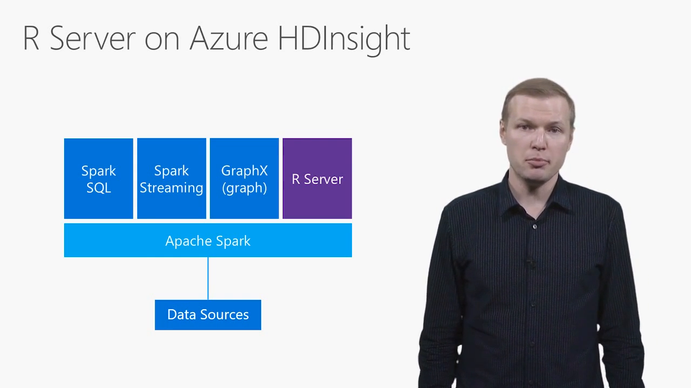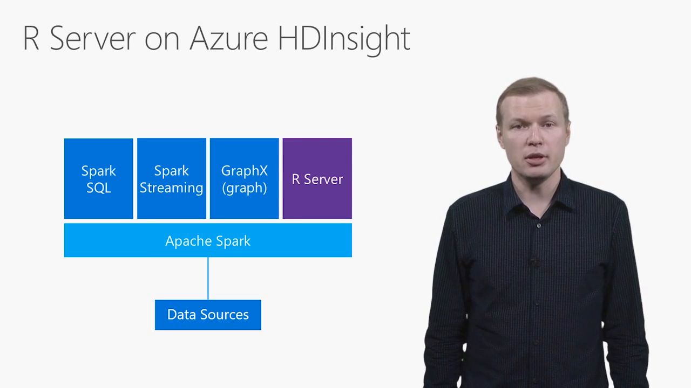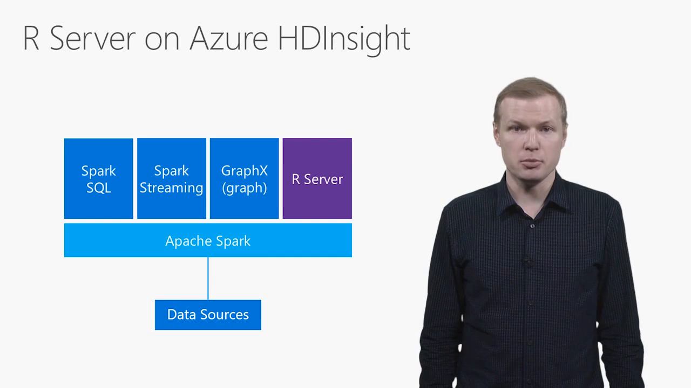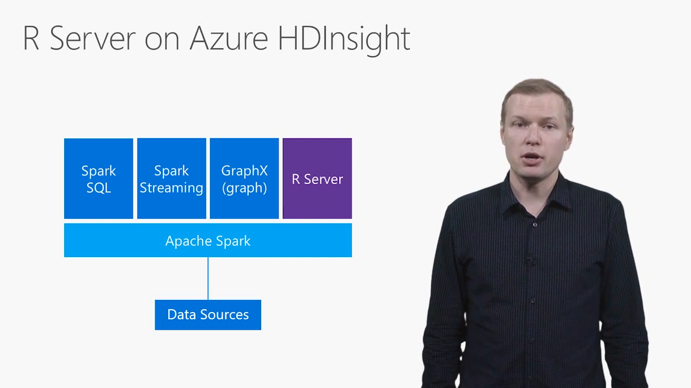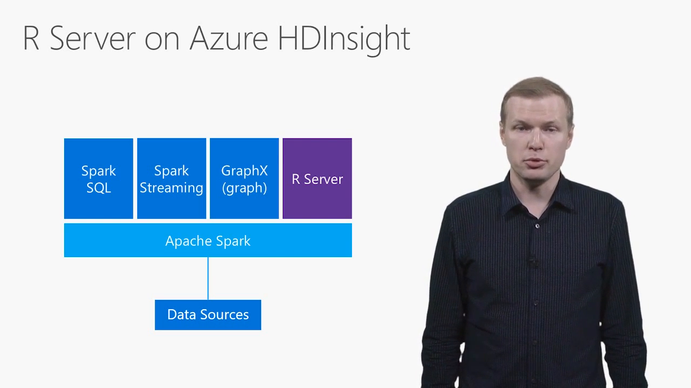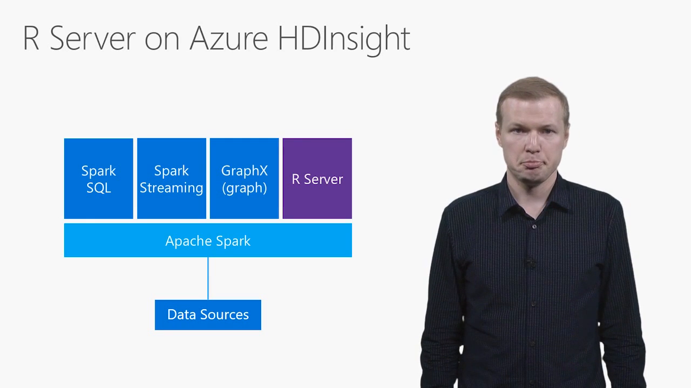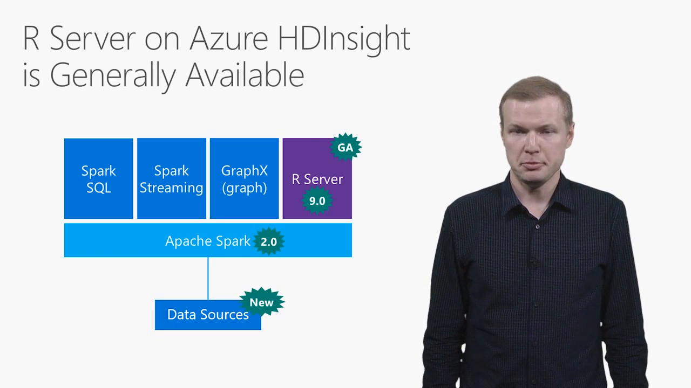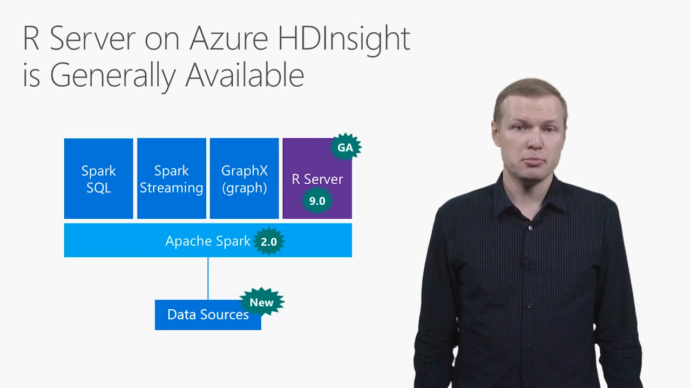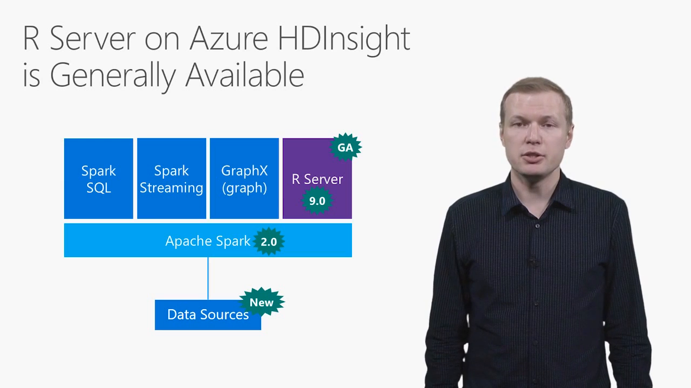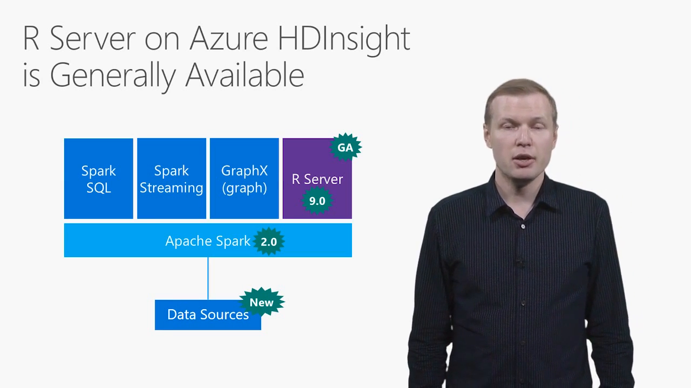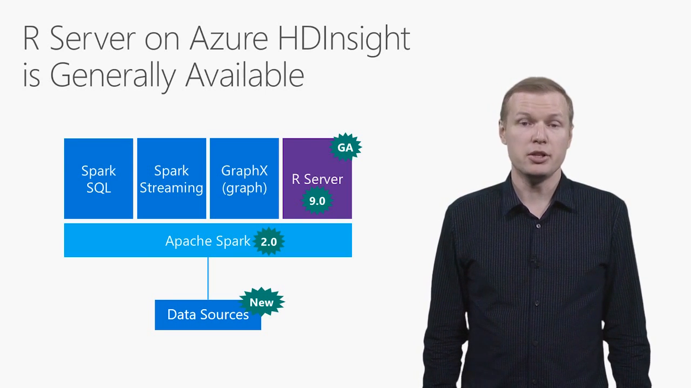RServer solves this problem by providing a large library of parallelized machine learning algorithms. The algorithms have a fast C++-based implementation, which uses Spark as a computation engine to distribute computation on a cluster of machines. We released an initial preview of this functionality in Azure Edge Insight Service in the spring of this year. And today, I'm excited to announce that as of November 16, we make RServer on Edge Insight generally available. In addition to that, we also released a new version of RServer.